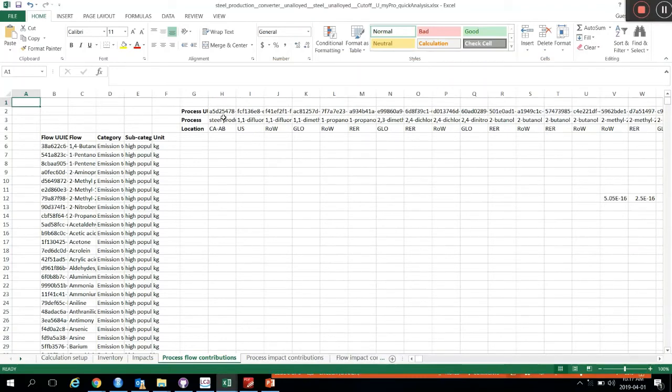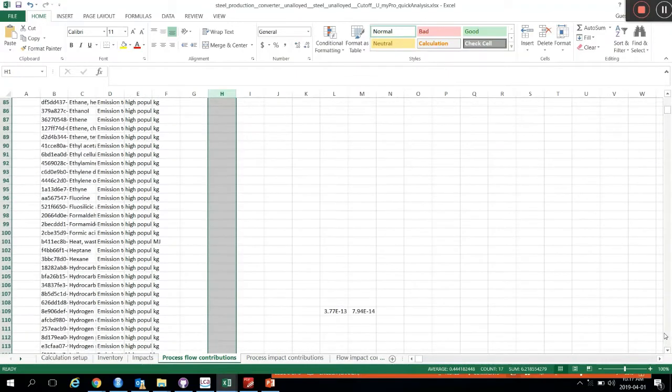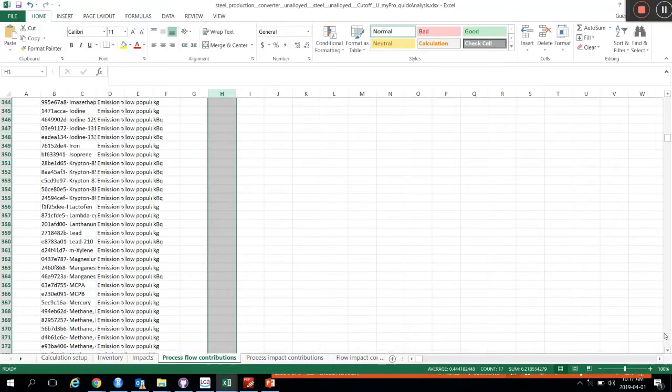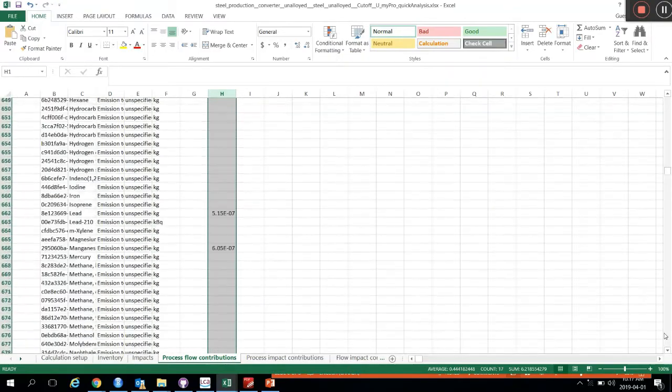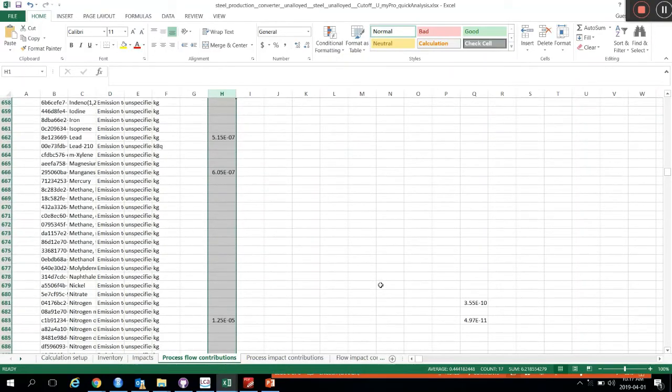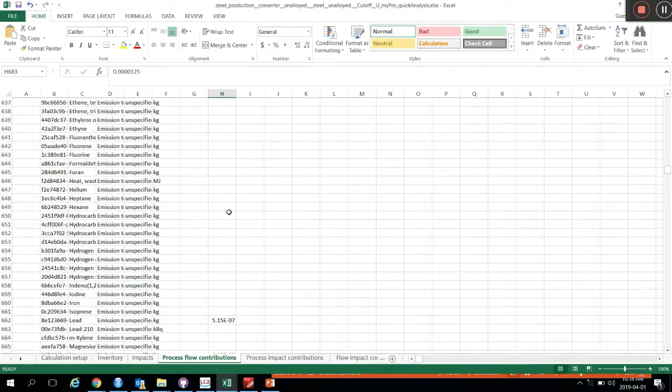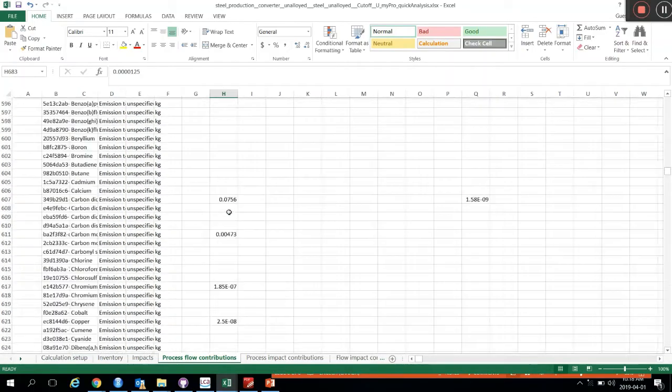We can see, for example, here's our main process. We can ask, what emissions are occurring there in the system. We have a few here. There's some heavy metal emissions. Here's some nitrogen oxides. So we can pinpoint exactly how much is contributing.